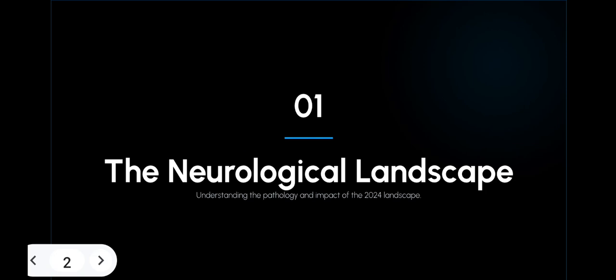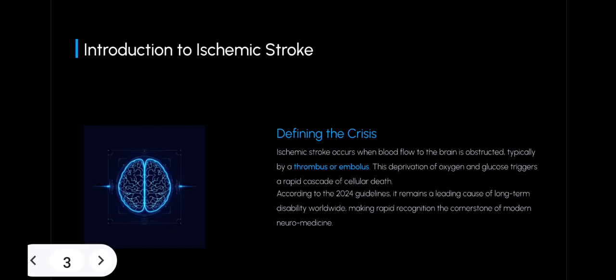1. The neurological landscape. Understanding the pathology and impact of the 2024 landscape. Introduction to ischemic stroke. Defining the crisis.